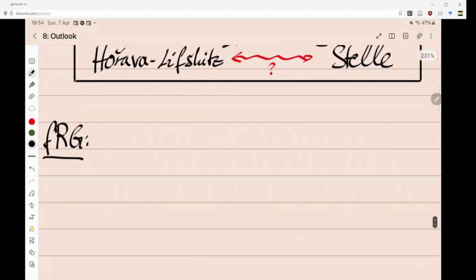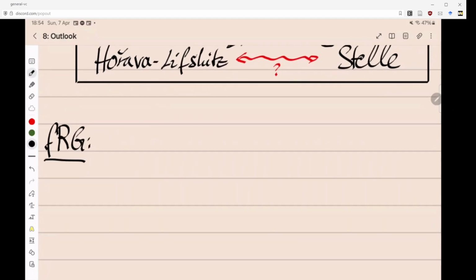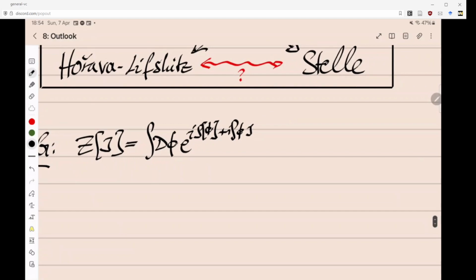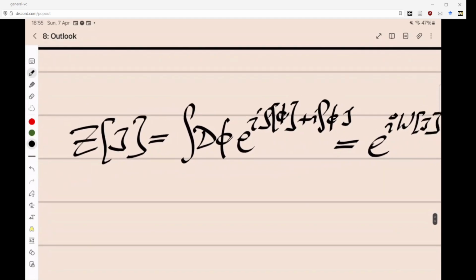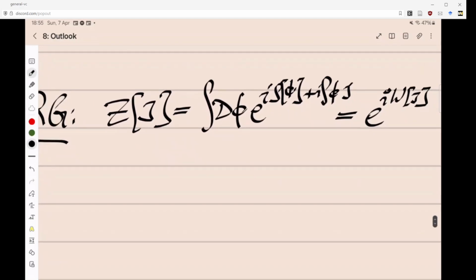How does FRG work? So the typical starting point is that you have some sort of path integral generating function. You have some action, some bare action for the fields, and you have some sources, and this gives you a generating functional. First you write this as an exponential here. This W here is the generating functional of connected correlation functions.